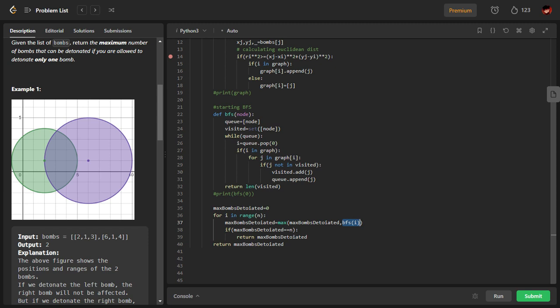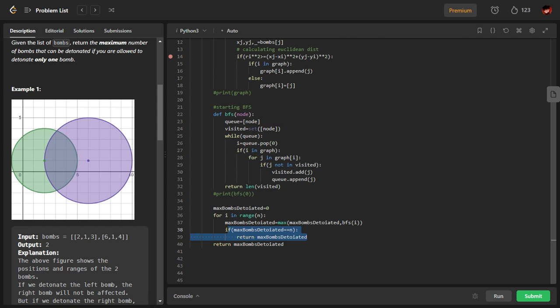Let's say it will return 5. This is 0 initially, so it will be max of 0 and 5, and 5 is the maximum. That will be stored in this variable. So the idea is that whatever is the maximum number of blasts that can happen will be stored in this particular variable, and finally we'll return this variable.